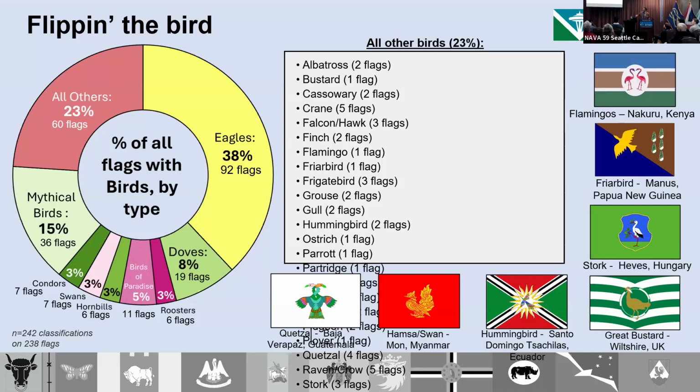And here are some examples of some flags. So the flamingos in Kenya, you have a friarbird in Papua New Guinea, the stork in Hungary. So they're very common, and birds are far more unique in that there are 34 subclassifications because they're so unique, and they're usually only isolated to 1 or 2 flags. So where you might see a lot of lions, you don't see a ton of storks on flags. You might see 1 or 2, for example.